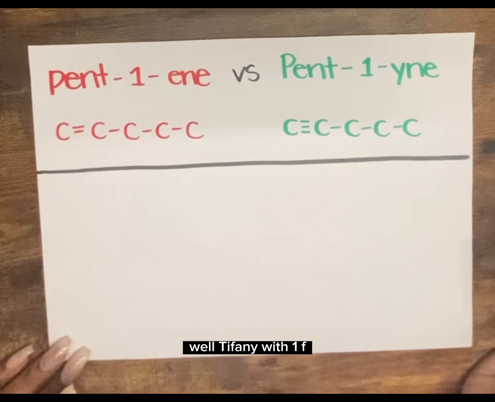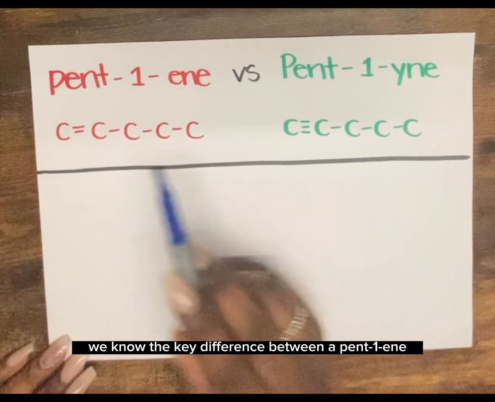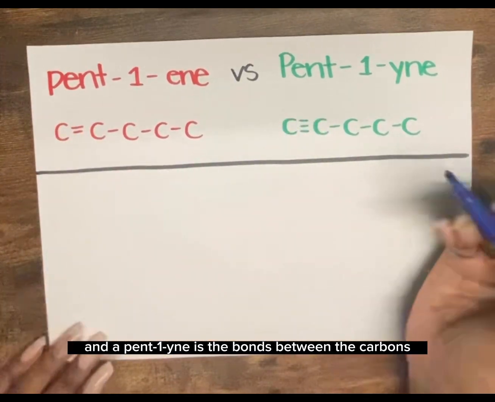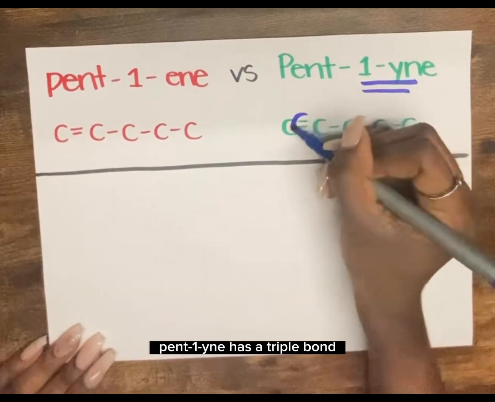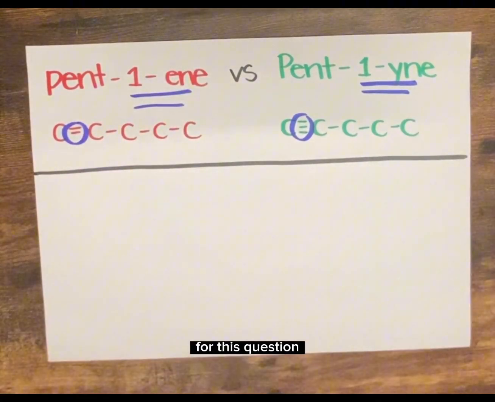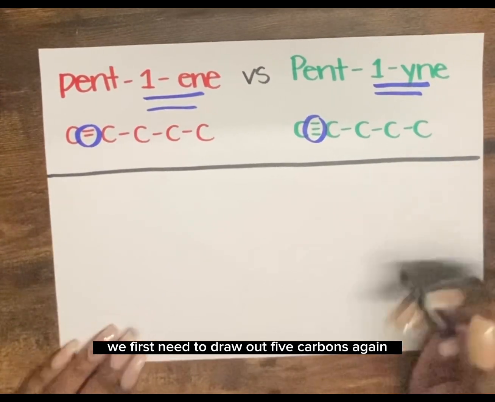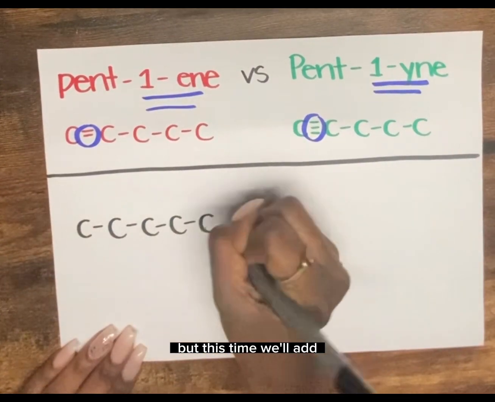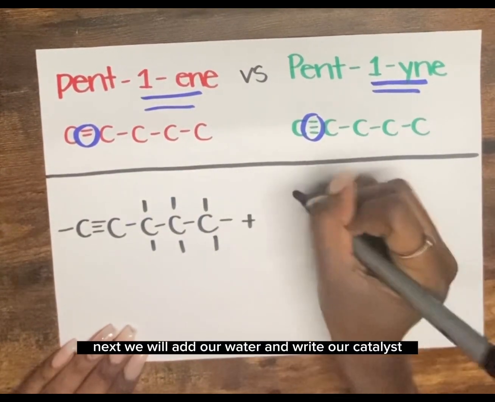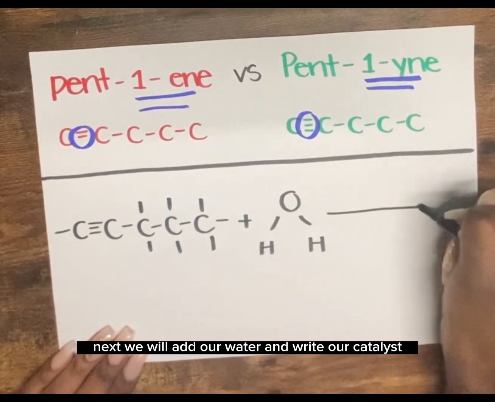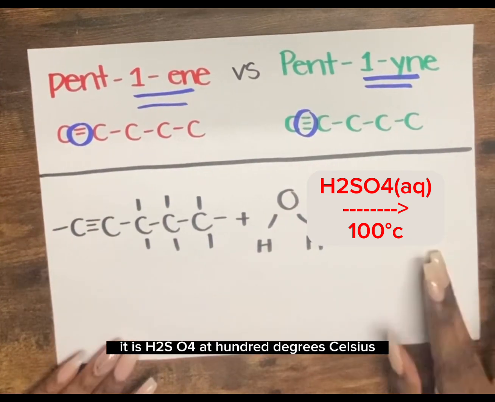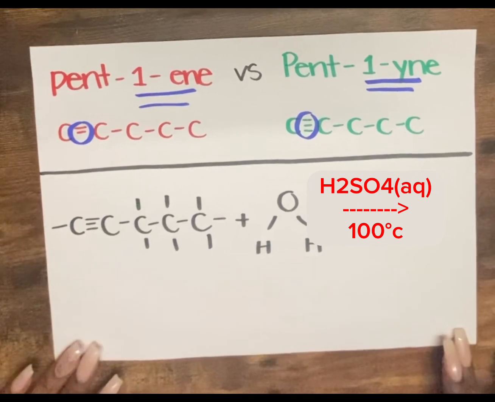Well, Tiffany, with 1F, we know the key difference between a pent-1-ene and a pent-1-ine is the bonds between the carbons. Pent-1-ine has a triple bond, while pent-1-ene has a double bond. For this question, we first need to draw out 5 carbons again, but this time we'll add triple bonds between the first and second carbon. Next, we'll add our water and write our catalyst, which will help us speed up the reaction. In this case, it is H2SO4 at 100 degrees Celsius.